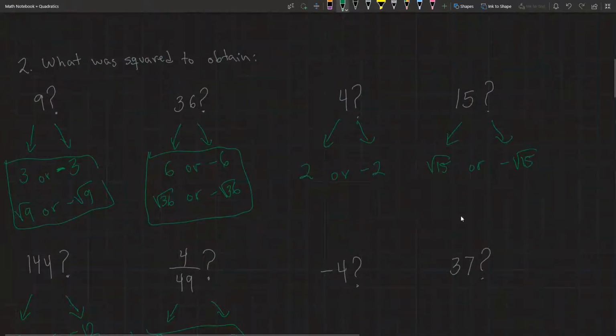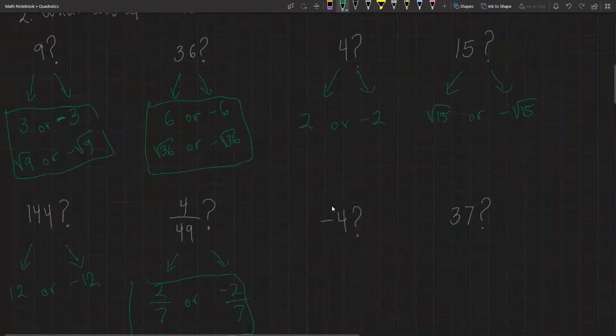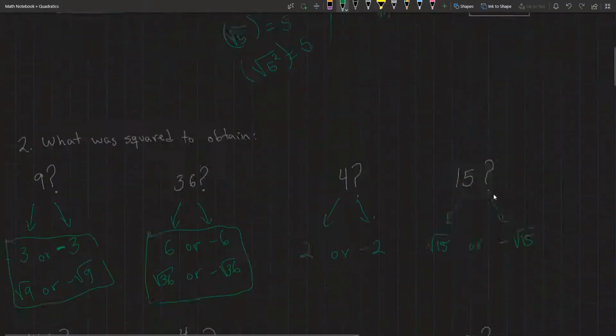And I want you to point something out here. All of these represent the area of a square. 9 represents the area of a square. 144 represents the area of a square. However, there's only one side length, only 12, not negative 12. But keep that in mind, because can the area of a square be negative 4? And look at the picture, all of the squares were not negative.